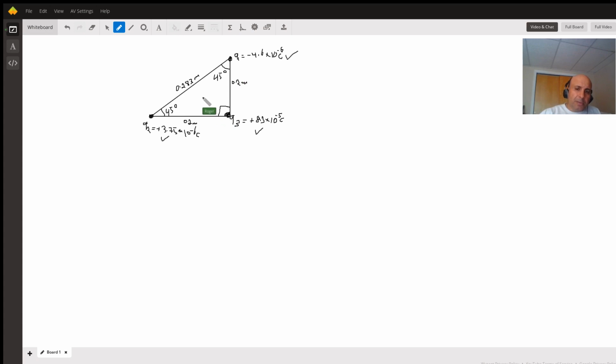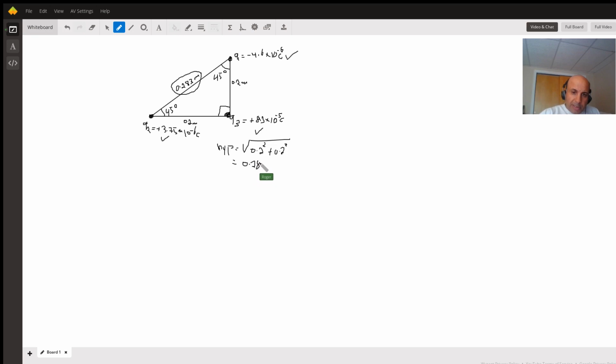And we can verify that the hypotenuse is 0.283 meter by taking what? The hypotenuse of that is equal to what? Equal to the square root of this distance squared, so 0.2 squared plus 0.2 squared. If you do this calculation, you're going to get the hypotenuse at 0.283 meter.